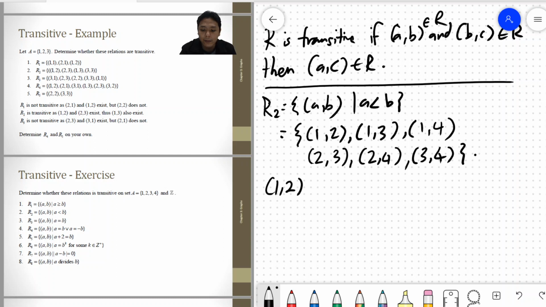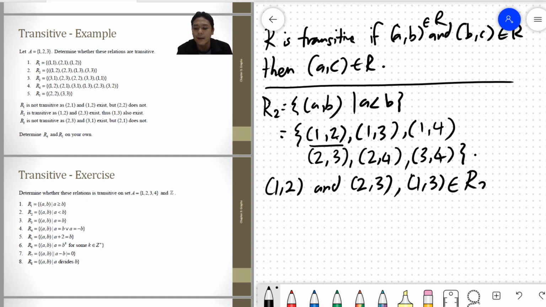(1, 2), you try to find B. You cannot take (1, 2) and (1, 3) because it will be different B's. You try to find 2 at the front on the left. So there is (2, 3). When you have these two conditions, then you can check that there exists (1, 3). (1, 3) is inside. These are 2 here.